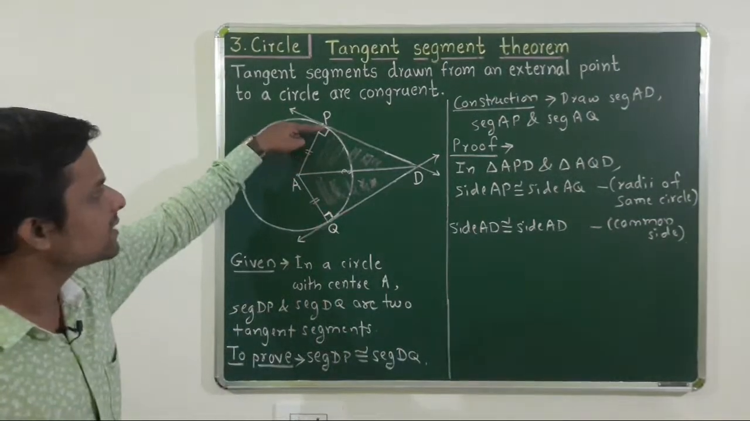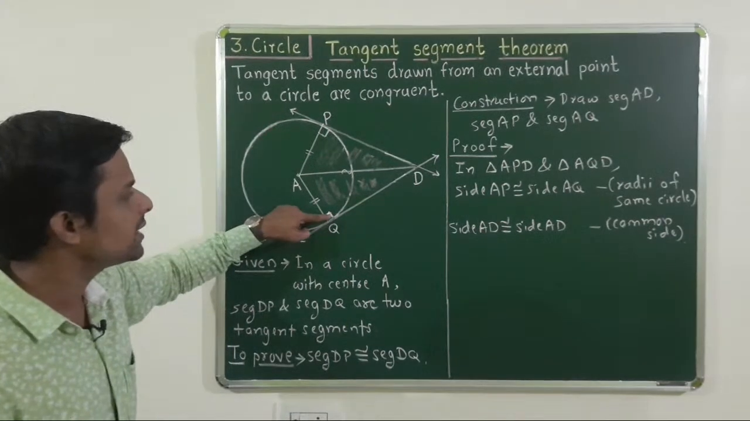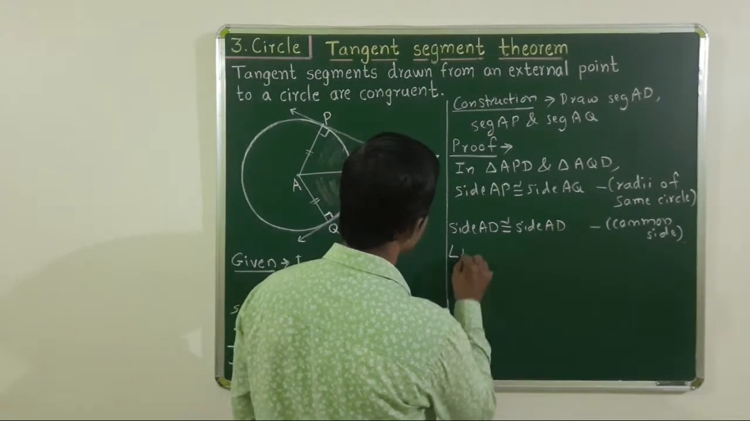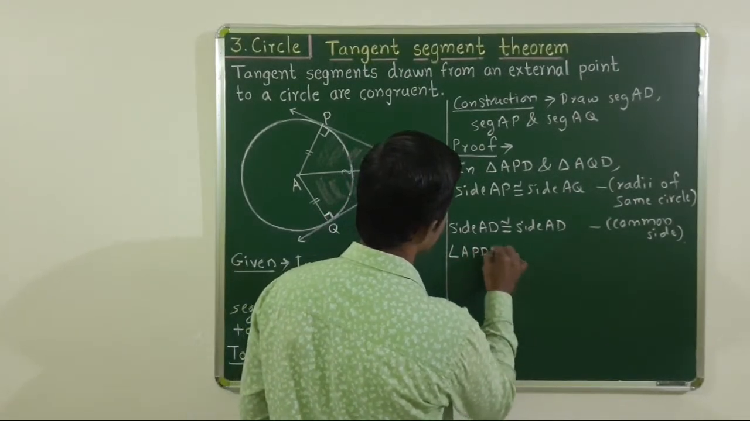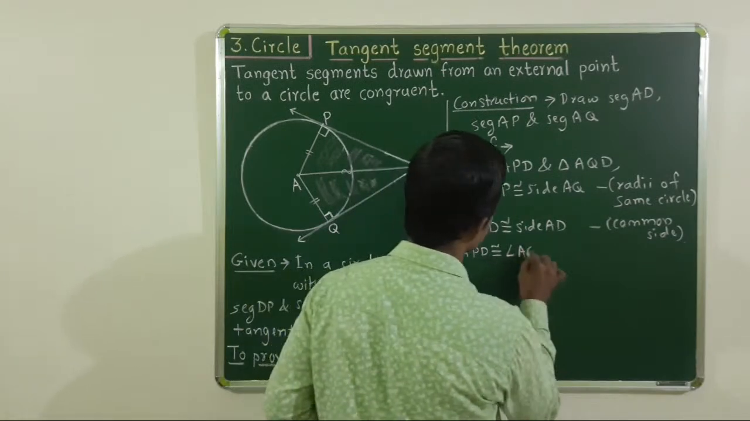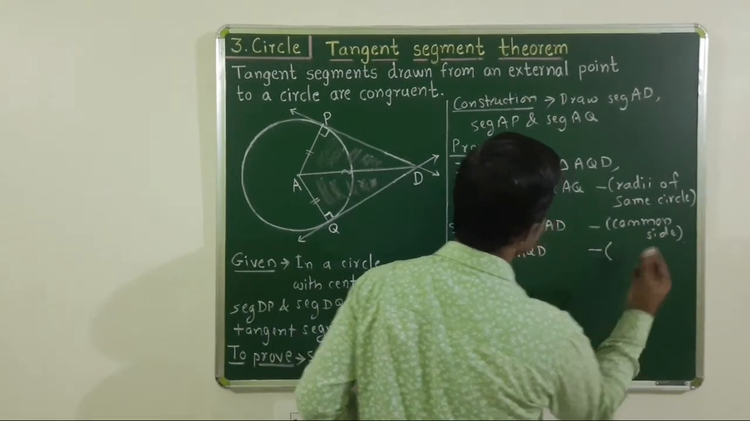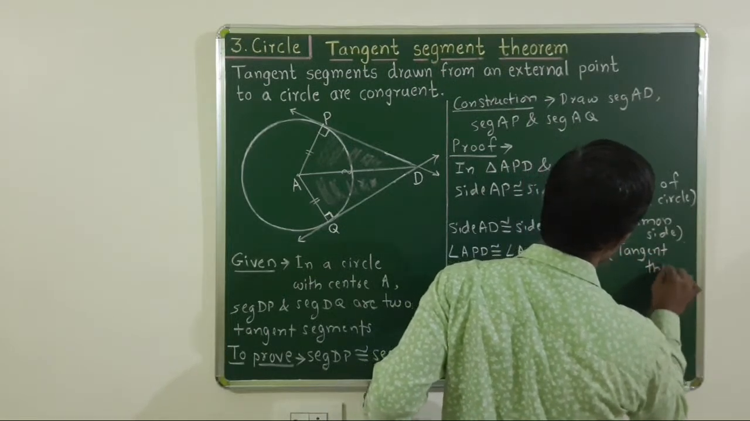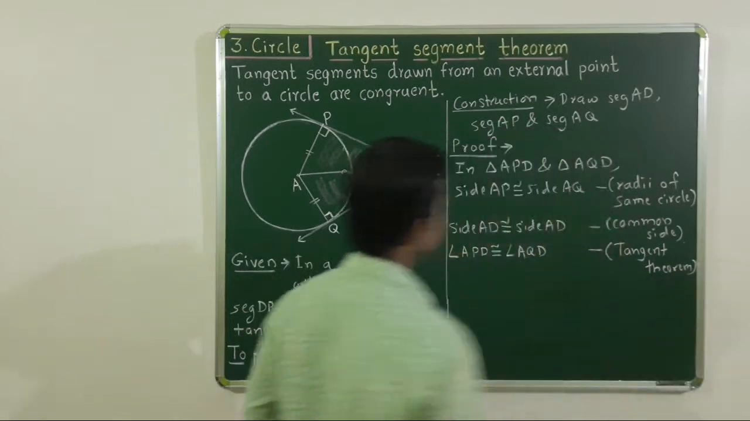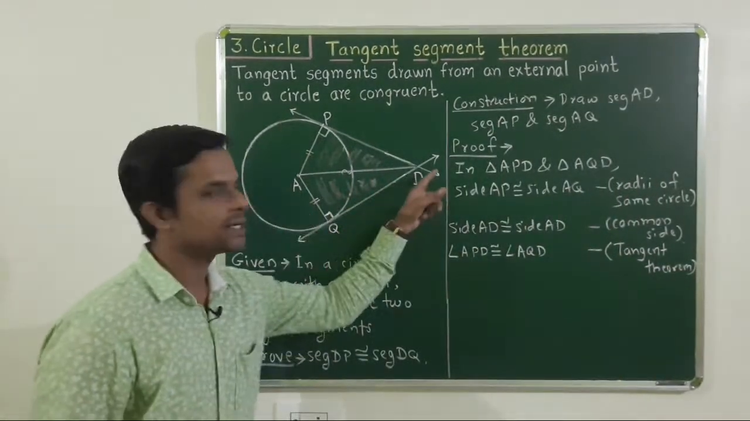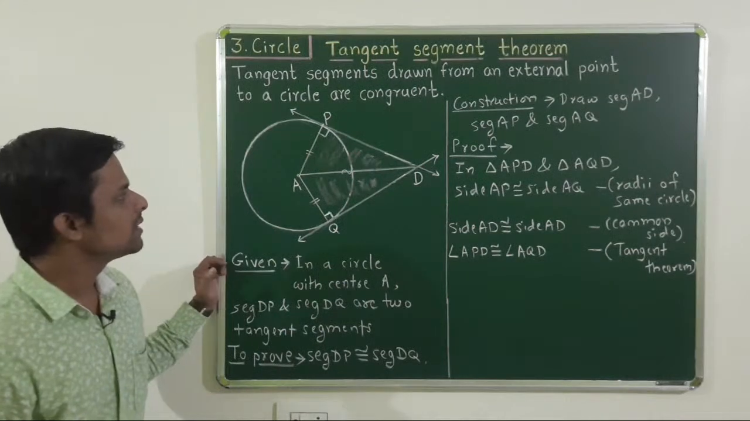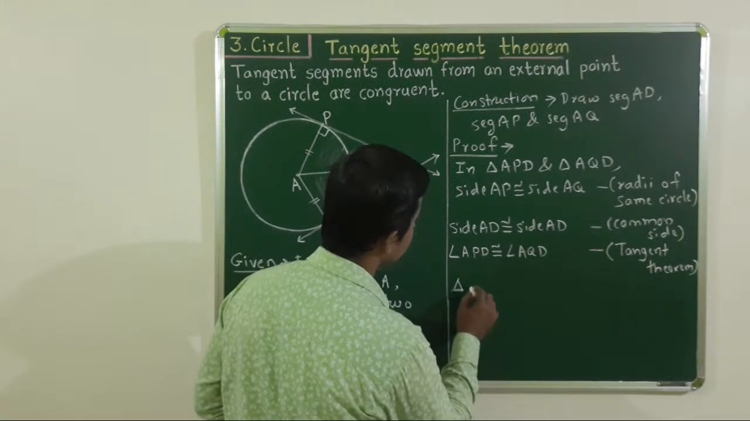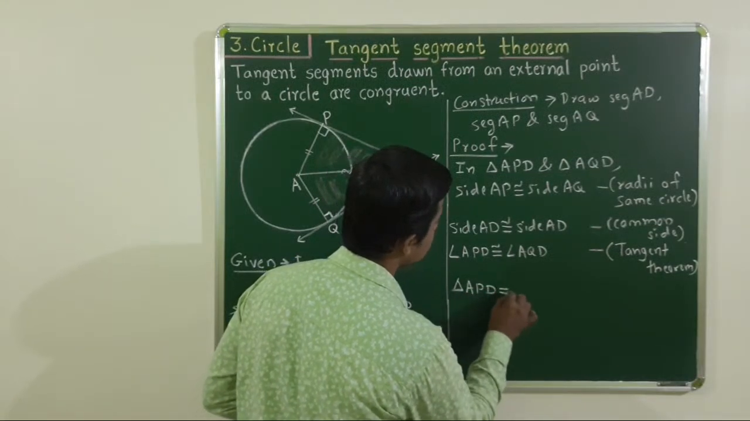Hence, we will get angle APD is congruent to angle AQD, reason: each 90 degrees, or we can also write tangent theorem, since both are perpendicular because of the tangent theorem. Hence, these two triangles are congruent, triangle APD is congruent to triangle AQD.